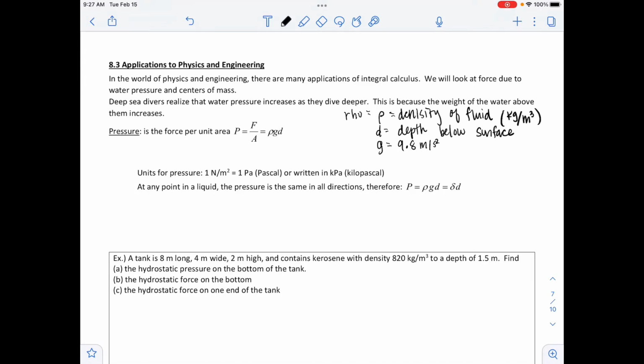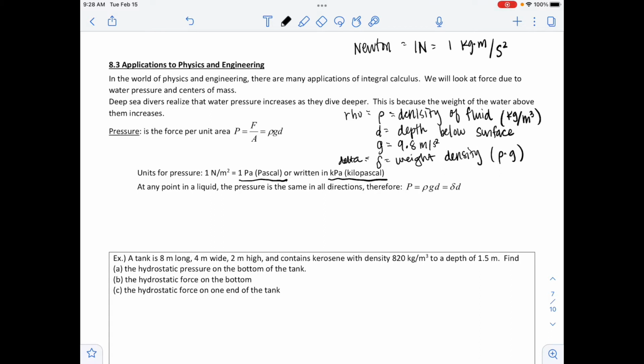And then we also have delta, which is going to be equal to our weight density, which is the same thing as just rho times g. So another way to look at that. And one more thing to write down here from before was that a Newton, which is 1 N, is equal to, our units were kilograms times meters over second squared. So the units for pressure are going to be 1 Newton per meter squared, or 1 Pascal, or written as kilopascals, depending on the size.